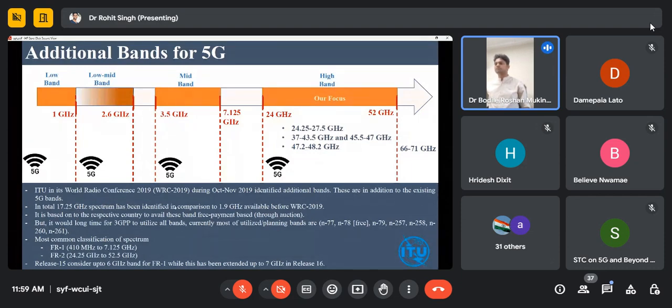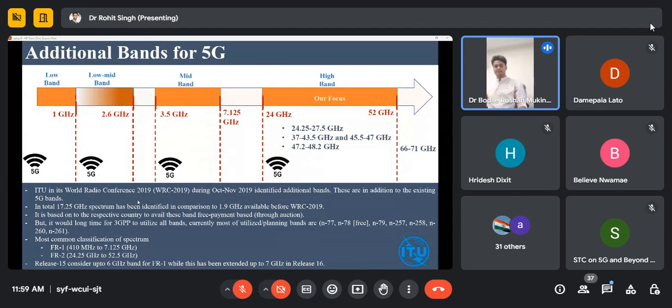So now the bandwidth availability for 5G is increased up to 17.25 gigahertz spectrum. So it is based on the country. You can wonder, does anyone need to forcefully follow these standardization? Not forcefully, but usually most of the countries follow this one because everyone wants to have their universal adaptation for mobility. So almost all the countries follow this standard.